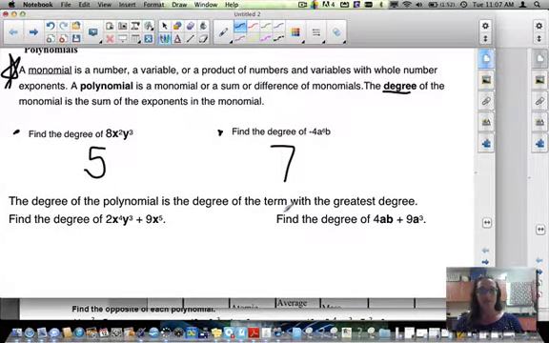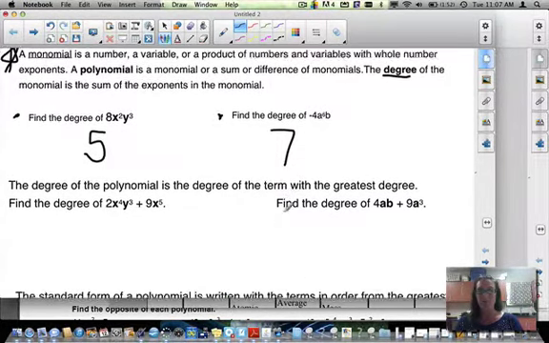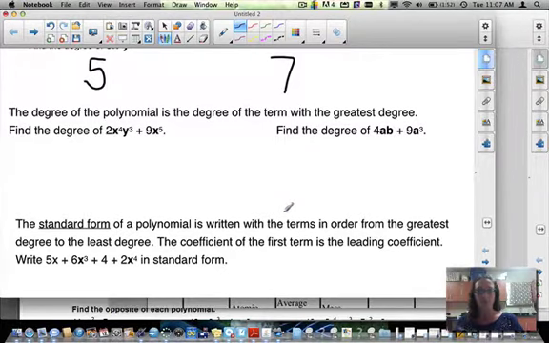Now, the degree of the polynomial is the degree of the term with the greatest degree. So let's find the degree. So let's look at both terms. I have 2x to the 4th y cubed as my first term. My second term is 9x to the 5th. So my first term, x to the 4th y cubed, has a degree of 7. My second term has a degree of 5. So the degree of the polynomial is 7.